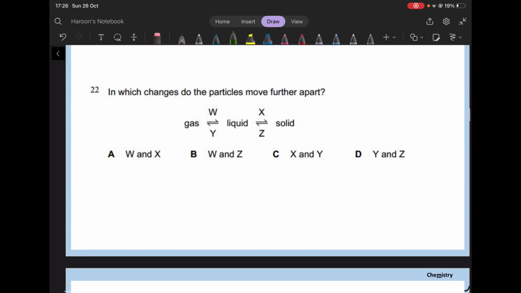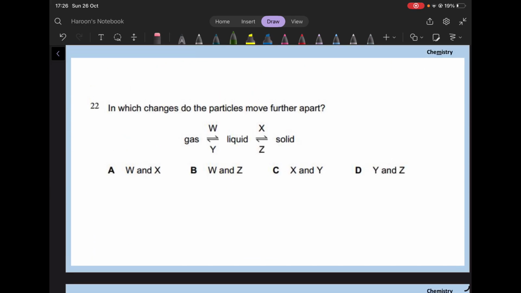Next, in which changes do the particles move further apart? I think this is practically the same question we did previously. In solid to a liquid and liquid to a gas, they move further apart. In solid, they are closest. In gas, they are furthest apart. So Y and Z. D is the answer.